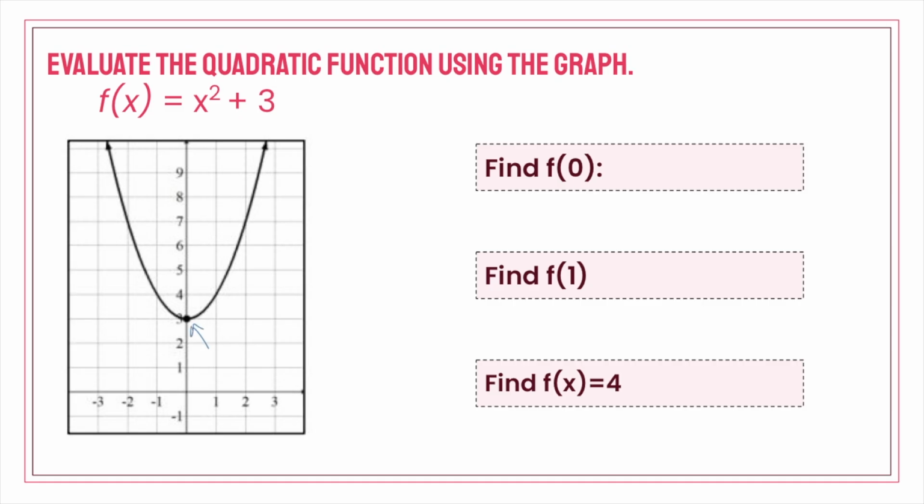So that is at (0, 3). So we know that when x is 0, that's going to be equal to 3. So f of 0 is equal to 3. Now we've got to find f of 1.